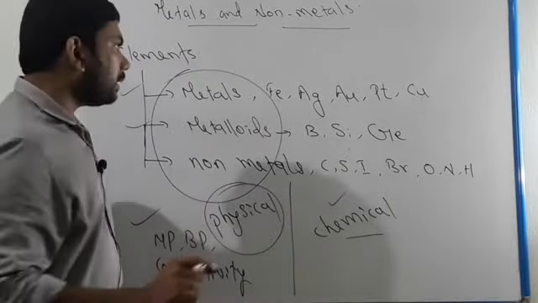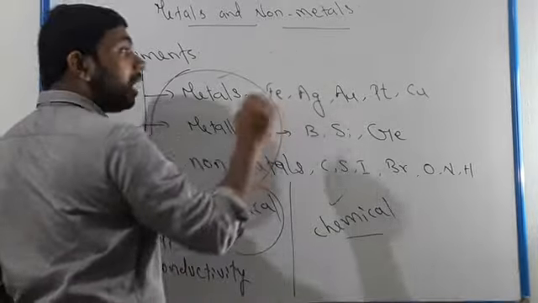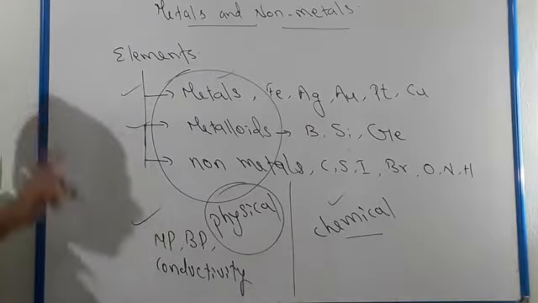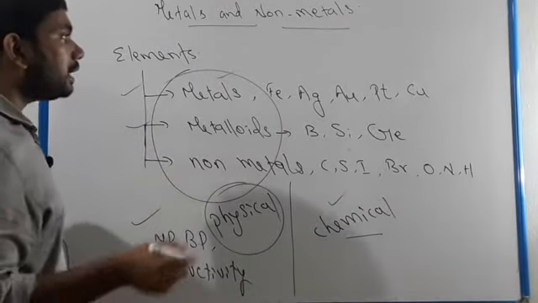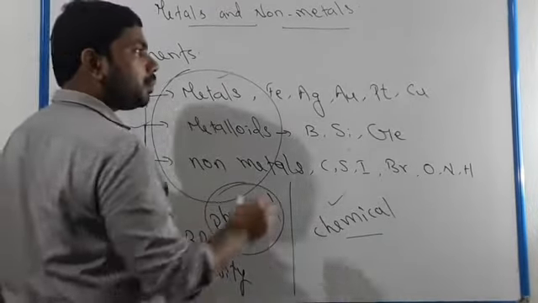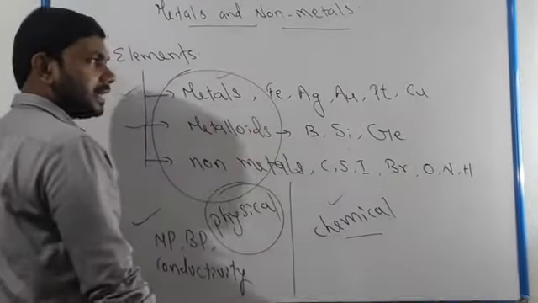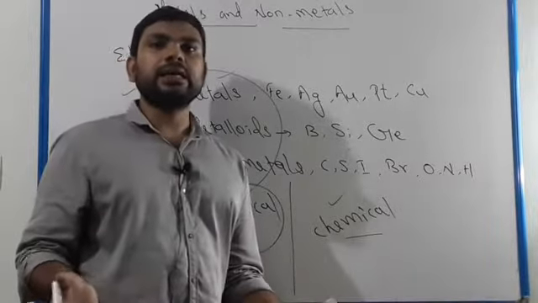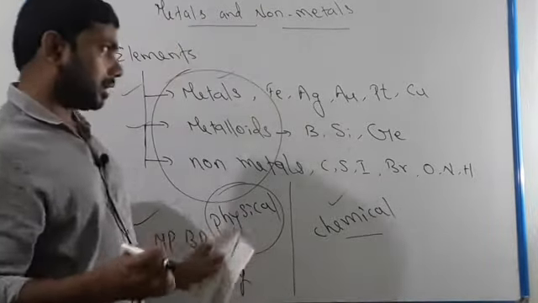Also, you should understand that most metals are hard. They have high melting and boiling points. Most metals are in the solid state. Iron, silver, gold, platinum are solid and hard.